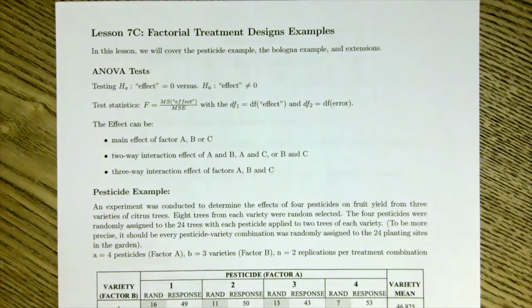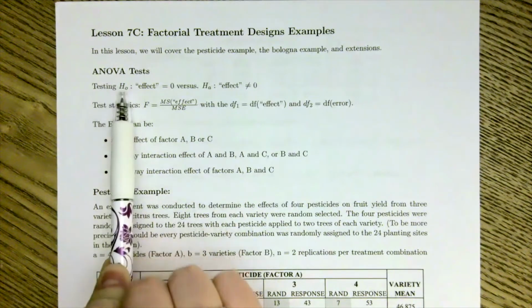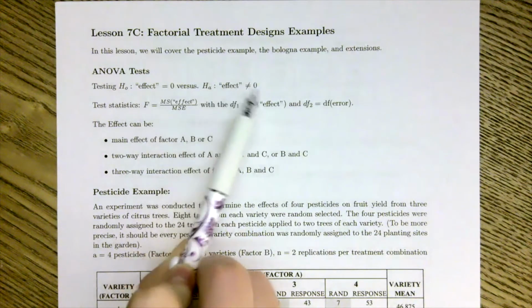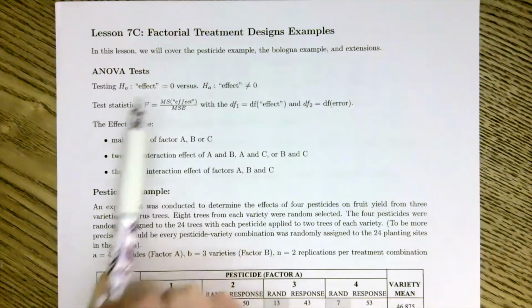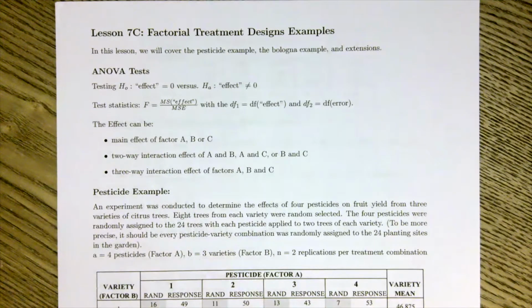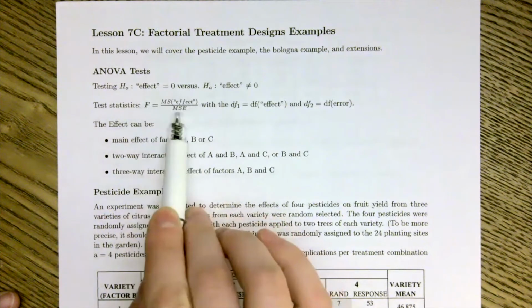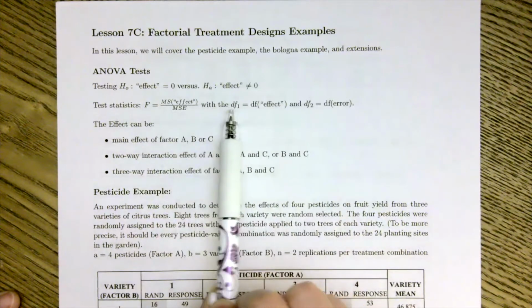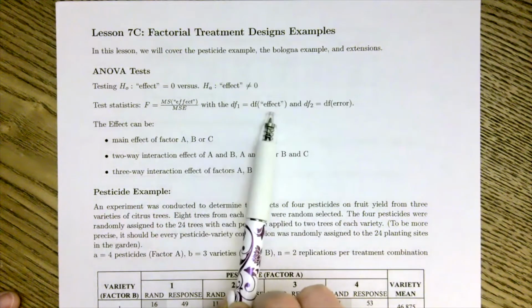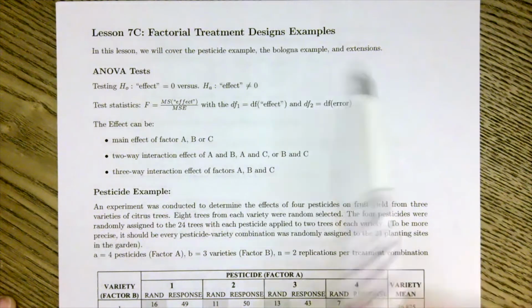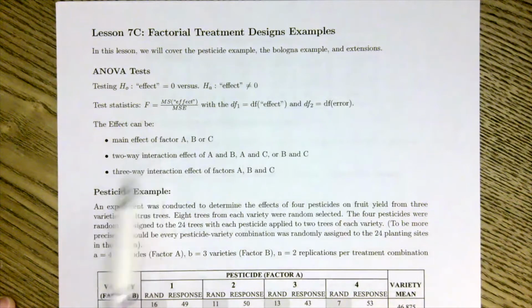So let's recall what our ANOVA test looks like. We're going to have our null, which is the effect is equal to 0, versus our alternative, which is the effect not equal to 0. Again, our effects are the interactions, two-way, three-way, and our main effects. Our test statistic is going to be the MS of whatever effect we're looking at divided by the MSE, where our degrees of freedom are related to the degrees of freedom for that specific effect, and the second degree of freedom is the error.